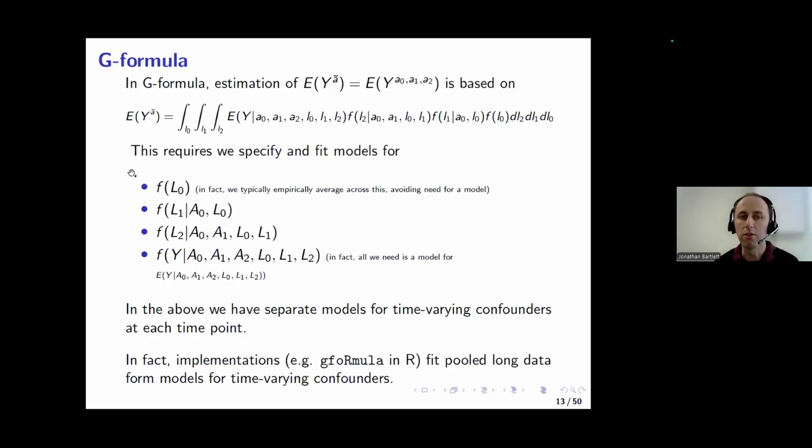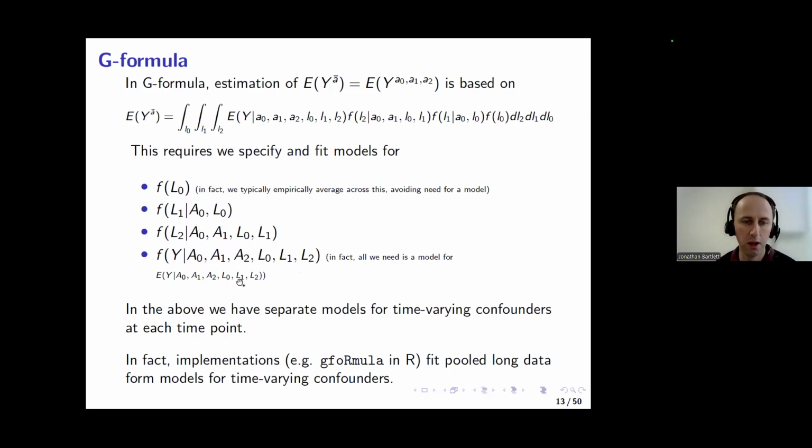To implement this, we have to specify models for each of the conditional distributions involved in this expression. First, the distribution of the baseline confounders, then the distribution of the confounders at the next visit, given the earlier treatment and the baseline confounders, and then moving forwards in time. In fact, in typical implementations of G-formula, you don't actually specify a parametric distribution for the baseline confounders, but instead empirically average across the distribution of the baseline confounders in the sample. So you don't actually specify a model for it. And similarly, if we're interested, as we often are, in the expected outcome, the mean outcome, then rather than specifying the complete distribution of the outcome given all of the previous variables, all we need is a model for this conditional expectation here.